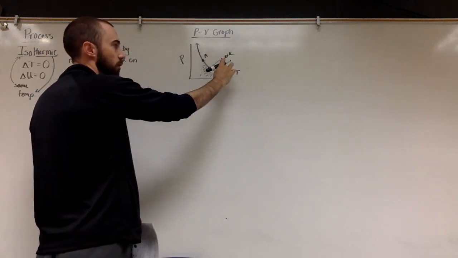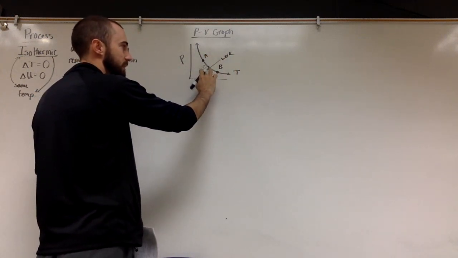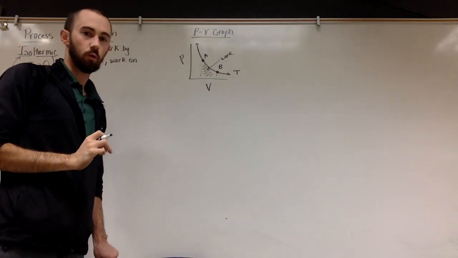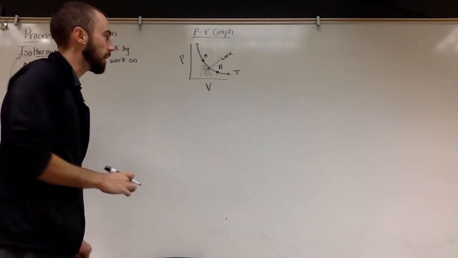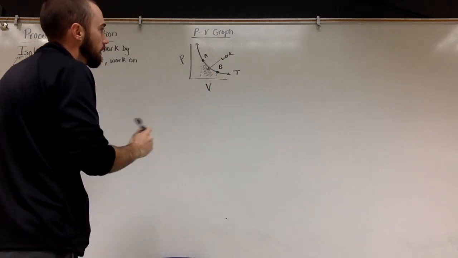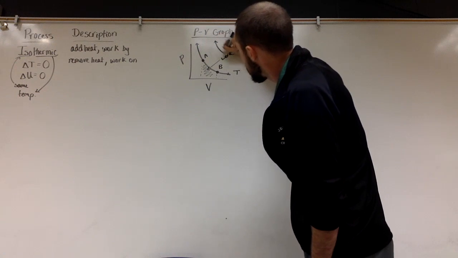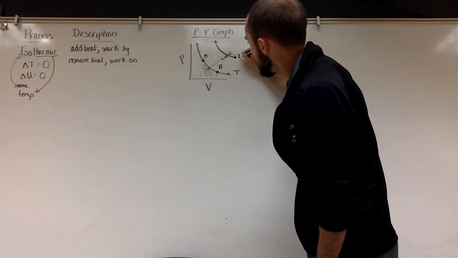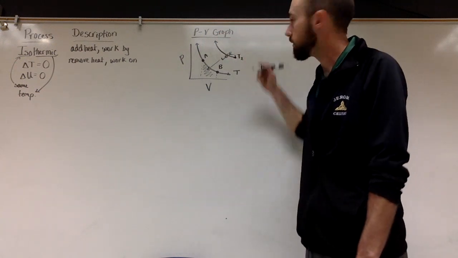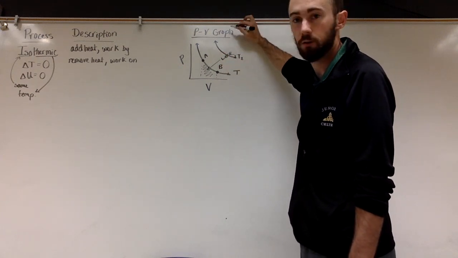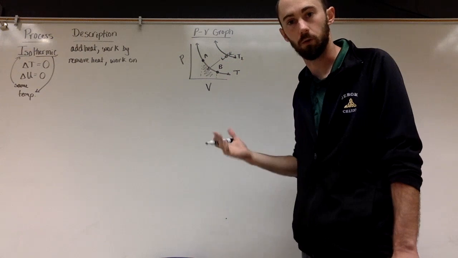If you're going this way, your volume is expanding. That's work done by the system. That's where you have to add heat. If you go from B to A, that's where work is being done on the system because you're losing heat. If you wanted to go to a higher temperature, it would just look something like that. We'll call that T2. Same idea. It's just more energy, higher temperature, higher the curve; lower energy, lower temperature, lower the curve.